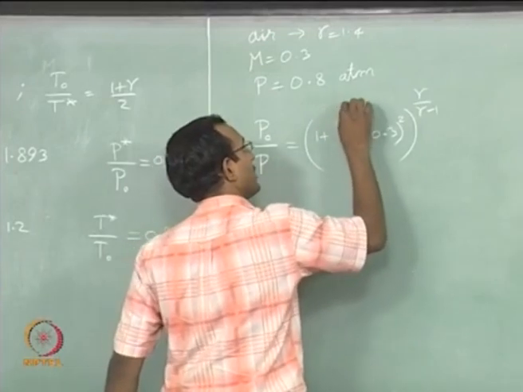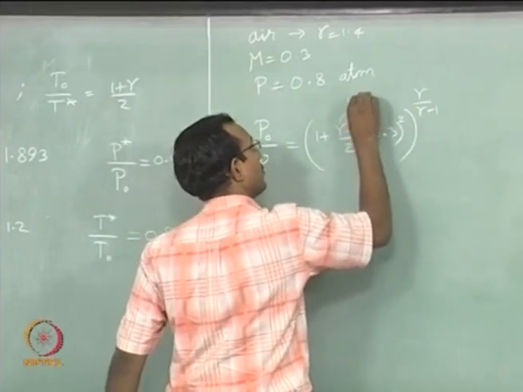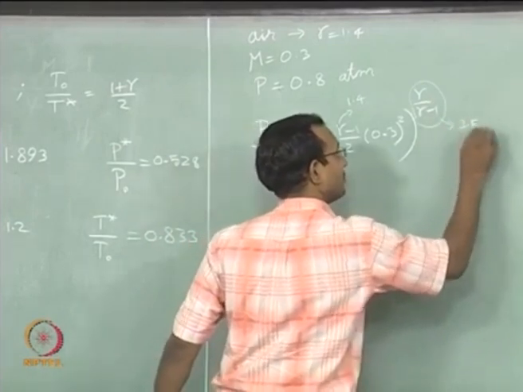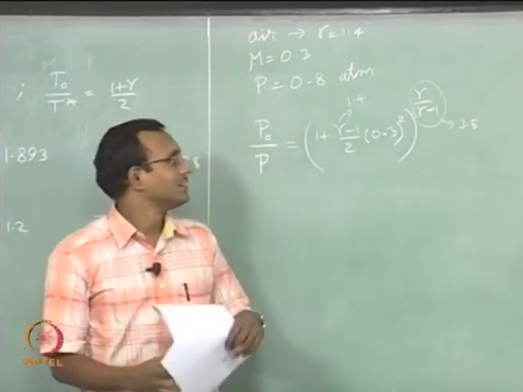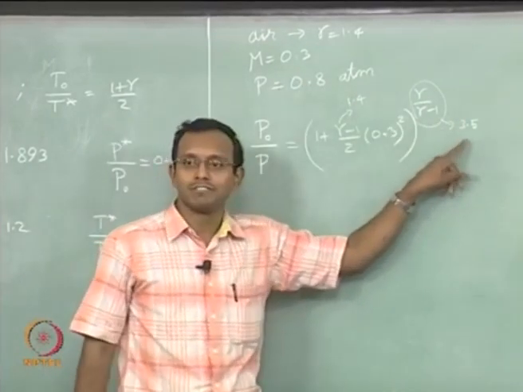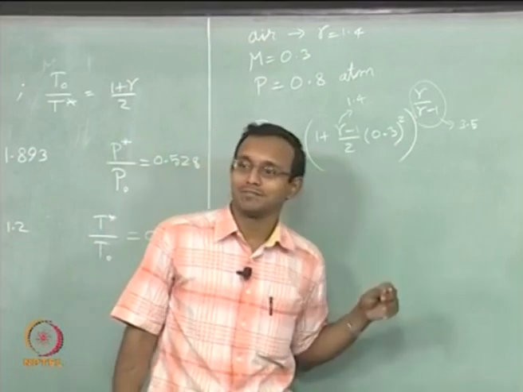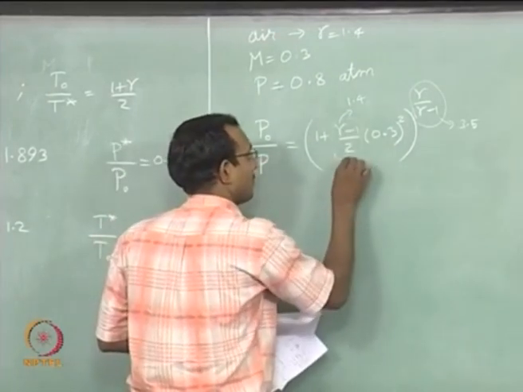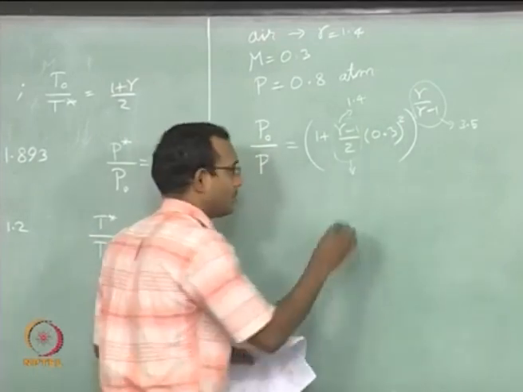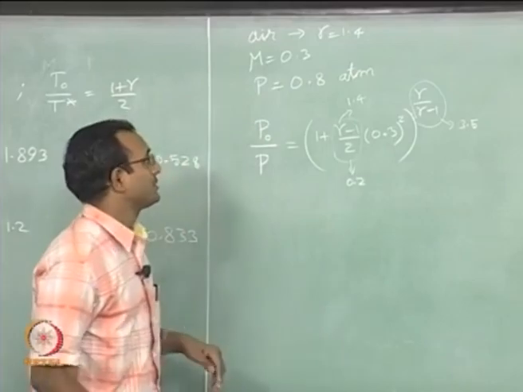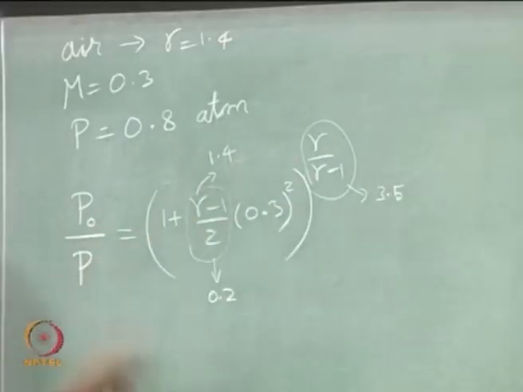Where here I am going to put gamma equal to 1.4 and this will come out to be 3.5. Gamma by gamma minus 1 for gamma equal to 1.4 will come out to be 3.5. Just remember this, quick, easy to calculate. And gamma minus 1 by 2 will come out to be what? 0.2. Okay, easy to remember numbers. Now you just have to substitute this, you will get a number.